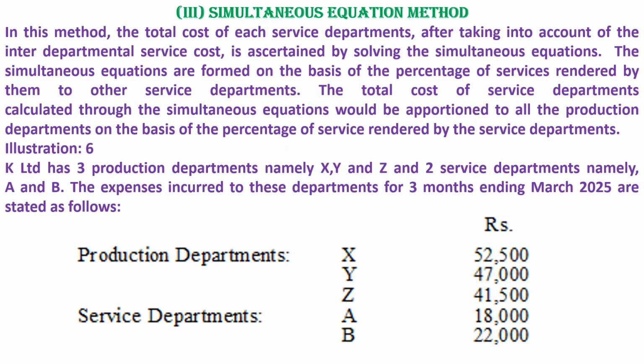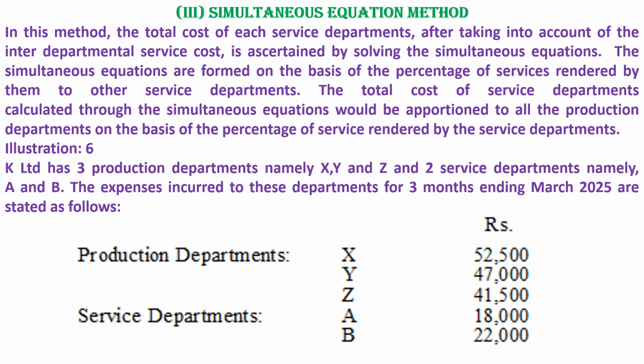3. Simultaneous equation method. In this method, the total cost of each service department, after taking into account the interdepartmental service cost, is ascertained by solving simultaneous equations. The simultaneous equations are formed on the basis of the percentage of services rendered by them to other service departments. The total cost of service departments, calculated through the simultaneous equations, would be apportioned to all the production departments on the basis of the percentage of service rendered by the service departments.